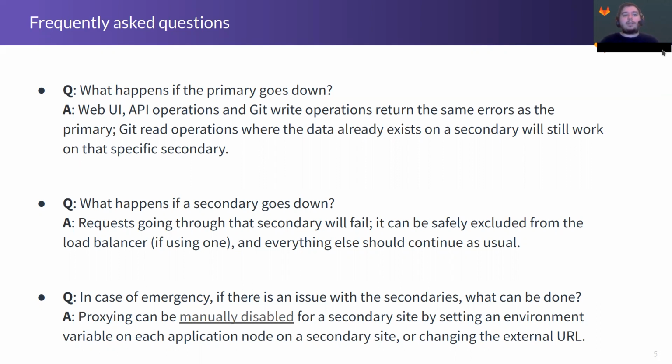Also, what happens if there is a major issue, something unknown, or in case of emergency, is there something that you could do? And yes, you could manually disable proxying for a site. There is an environment variable mentioned in our docs that you could set on the application nodes, and that would disable secondary proxy, or you could also change the external URL so they aren't under the same single unified URL. You could also exclude it from the load balancer if you have one, or just point it directly to the primary.